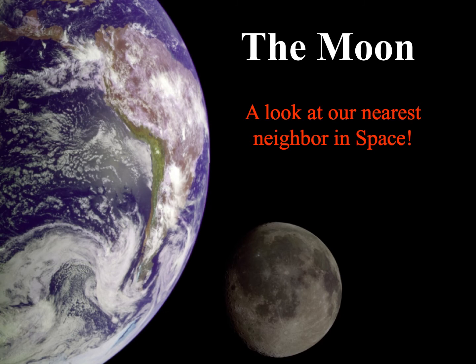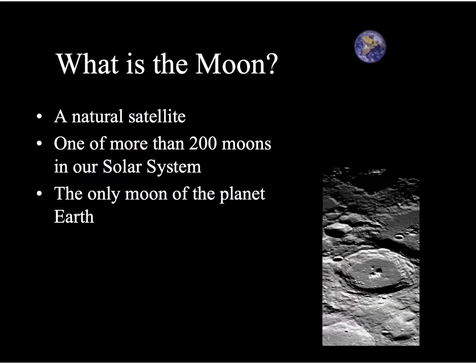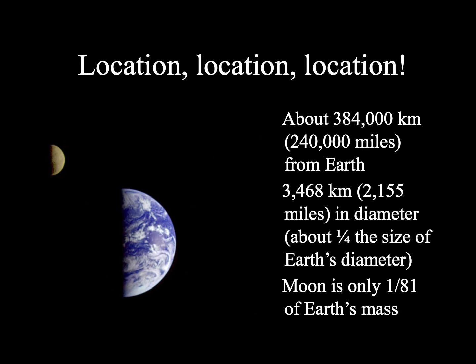Now let's take a look at the Moon, our closest neighbor in space. The Moon is Earth's natural satellite. We often think about satellites as being man-made craft that bring us cell phone service, but satellite is just really one thing that orbits around something else. There are over 200 moons in our solar system, but Earth has only one moon. Our moon lies about 250,000 miles from Earth. Its diameter is only about 1/4 that of Earth's, and it has only 1/81st of its mass. This means that the moon is mostly crustal and mantle material with very little dense core material.